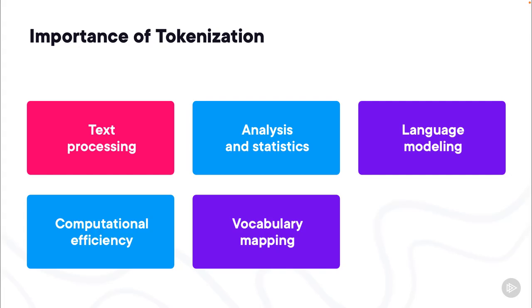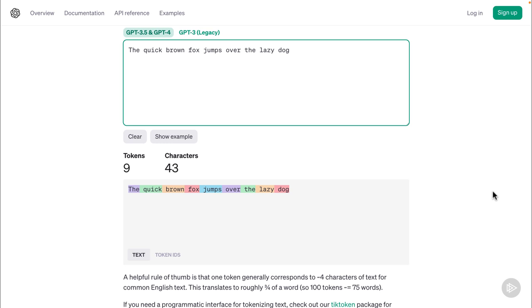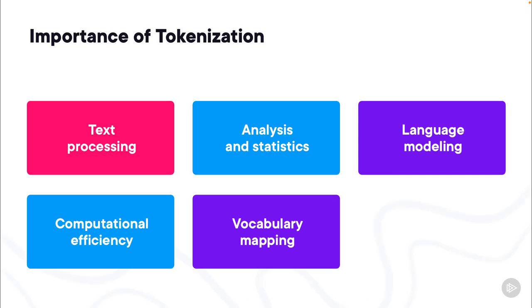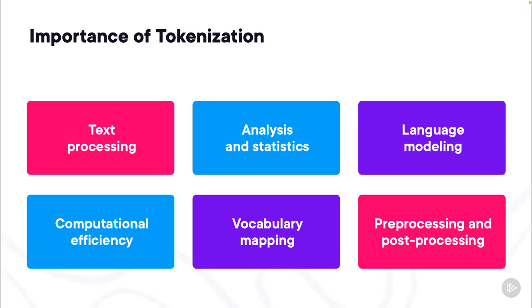Additionally, tokenization involves mapping words to unique numerical IDs based on the model's vocabulary. This mapping allows the model to work with numerical data, making it suitable for machine learning algorithms. Remember this example? If I click token IDs, it's going to give me the numerical IDs for these tokens. And finally, tokenization is typically integrated into the pre-processing and post-processing pipelines of natural language processing tasks, which helps you prepare your text data before inputting into the model and decodes the model's output back into human-readable text.